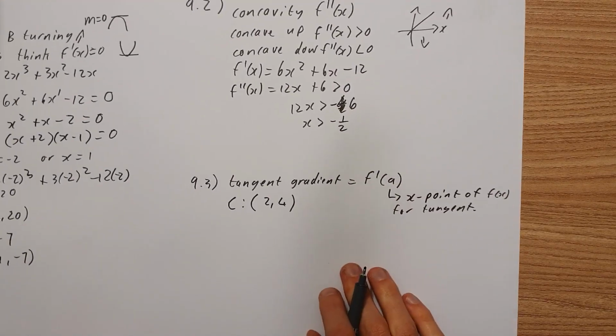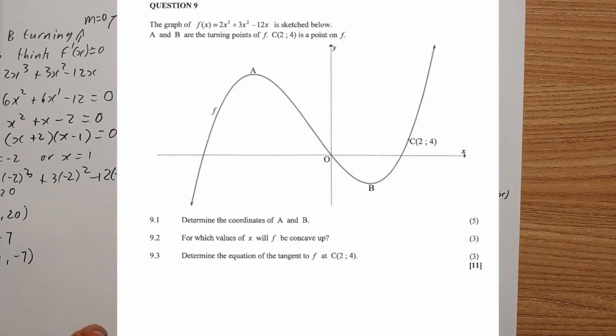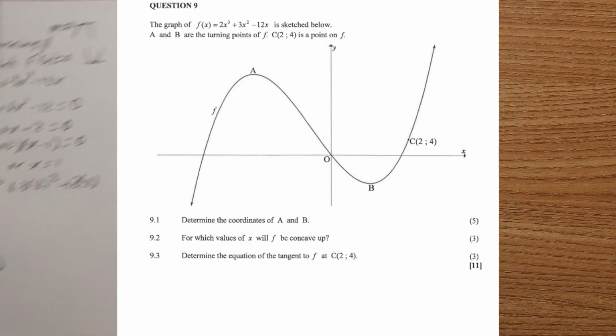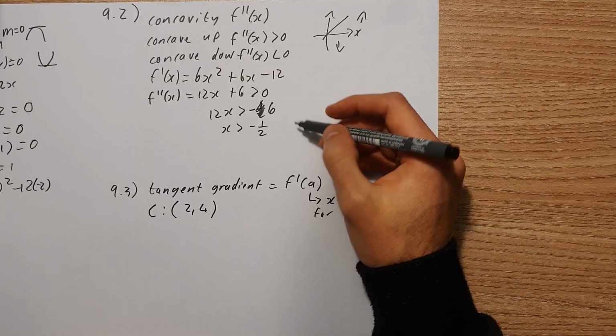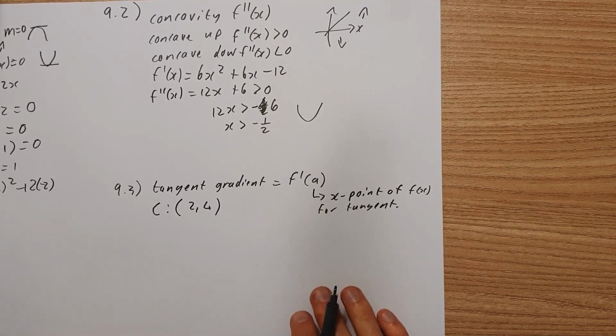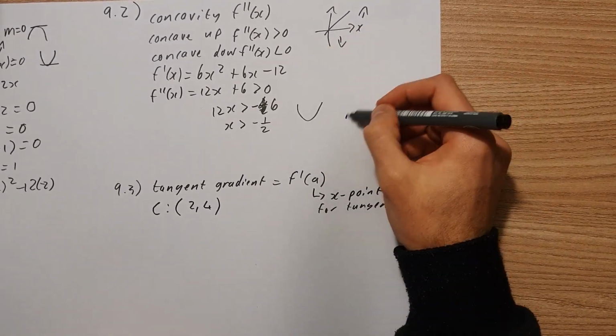If you then look at the graph over there, you can see it makes sense that for all values above negative a half, we have concave up. Concave up looks like that, and then concave down would be the other way.